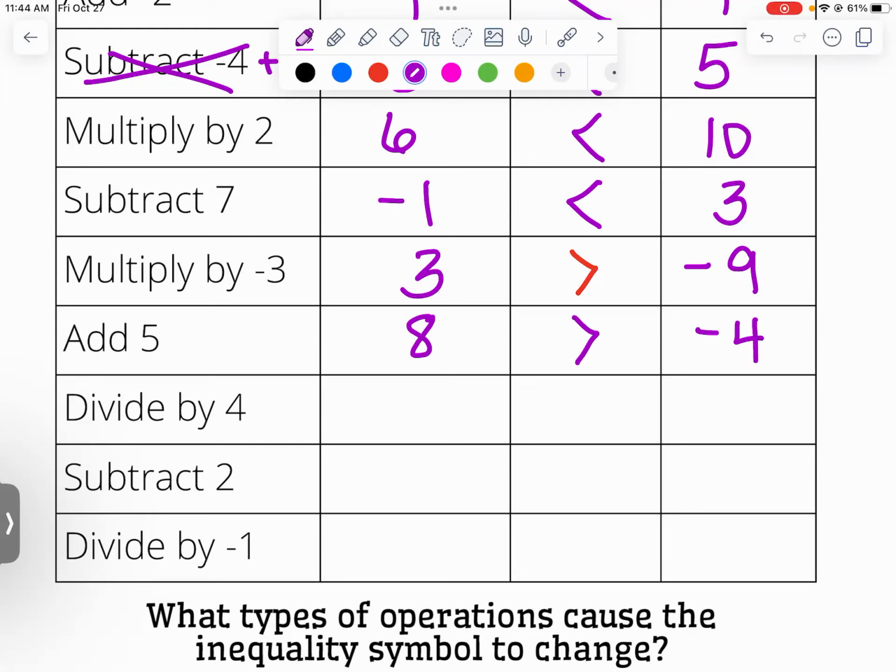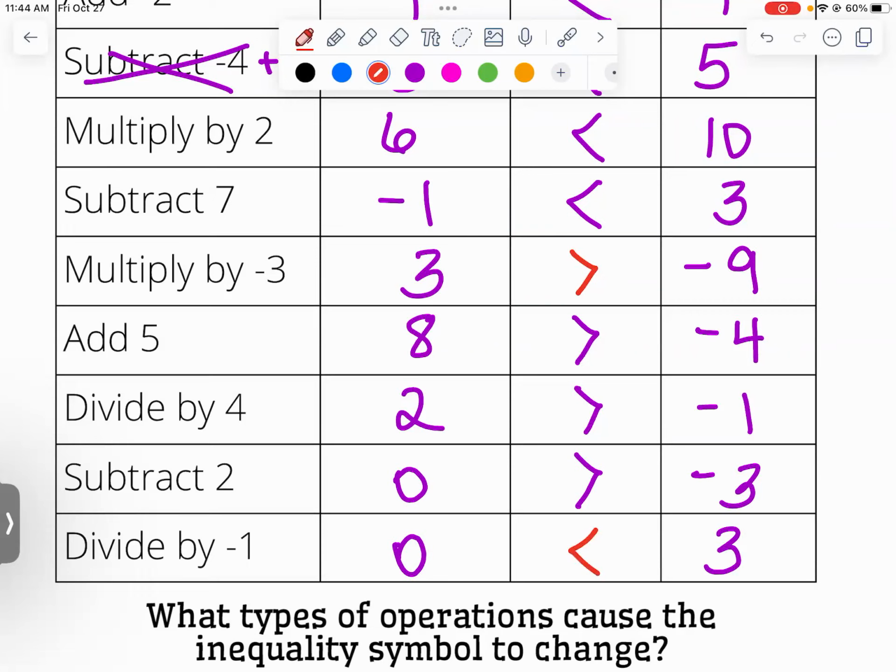If we divide by 4, Jackson, what do we put here? And what about the next one? 2 is bigger than -1. If we subtract 2, what do we get here? And what do we get here? -3. Now, if we divide by -1, 0 divided by -1 is? But what about -3 divided by -1? And which number is bigger?